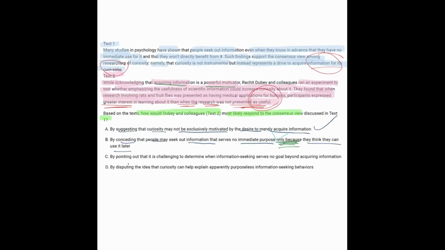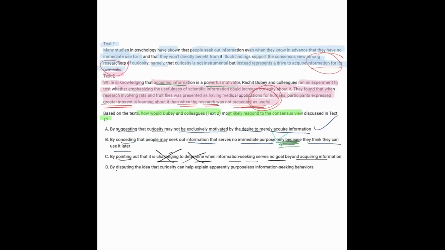Looking at C now, by pointing out that it's challenging to determine when information seeking serves no goal beyond acquiring information. We didn't see anything about it being challenging to determine in text 2. It was just saying people were motivated by acquiring information, but even more motivated when it had usefulness. So there was nothing about it being challenging to determine.